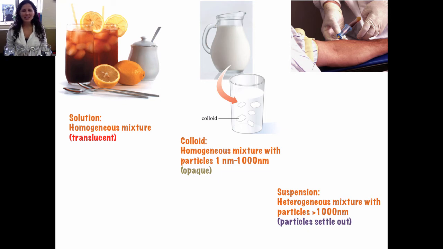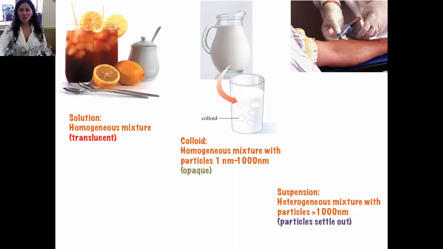A suspension is a heterogeneous mixture. The particles are largest in a suspension. Usually it looks very similar to a colloid when it's mixed up, but over time a suspension will settle out into different layers. Muddy water is an example of a suspension. If you mix up muddy water, you can't see through it because the particles are large and they scatter light. And it might at first look like a colloid, but you know that if you let muddy water settle, you'll get a layer of dirt at the bottom and a layer of water at the top.